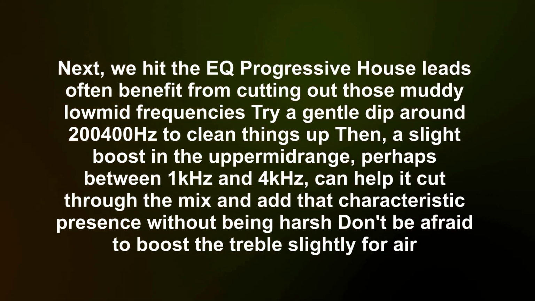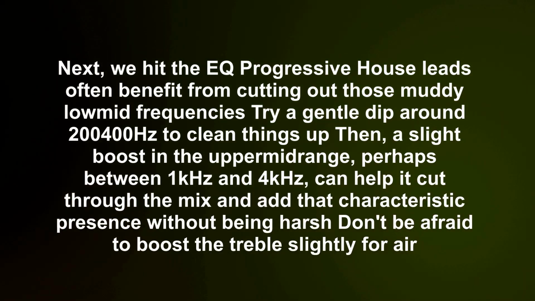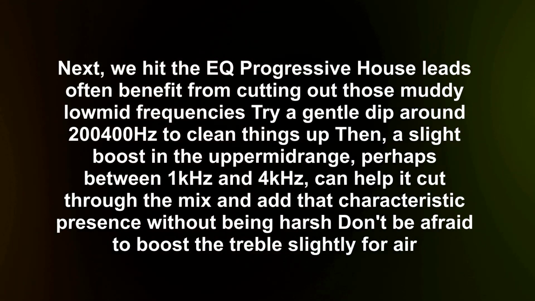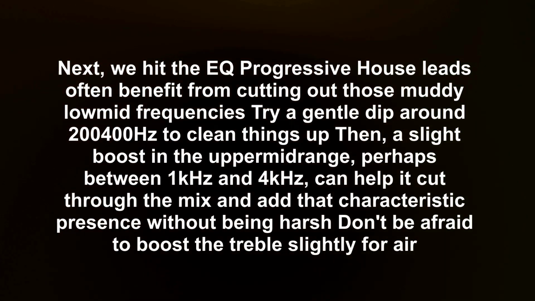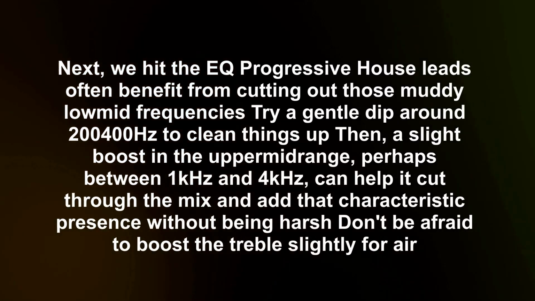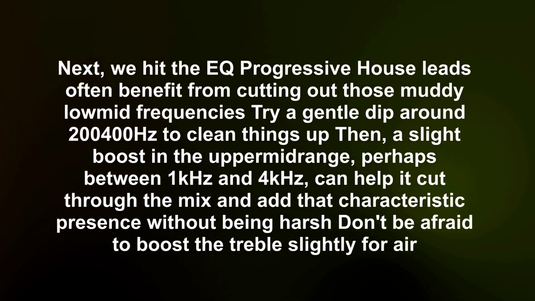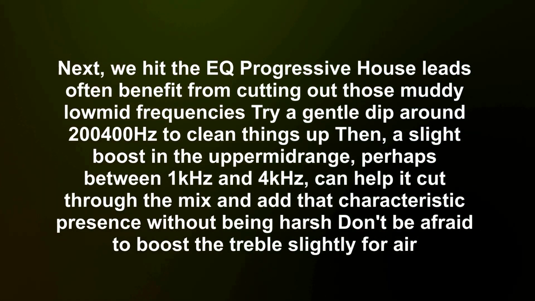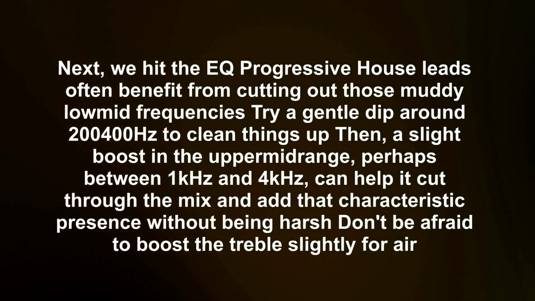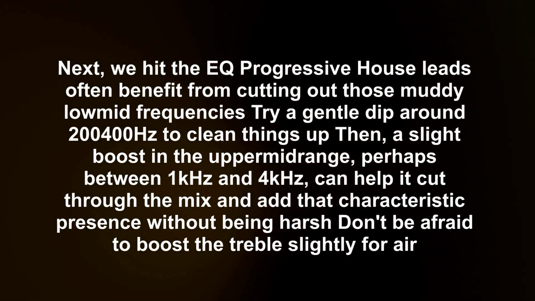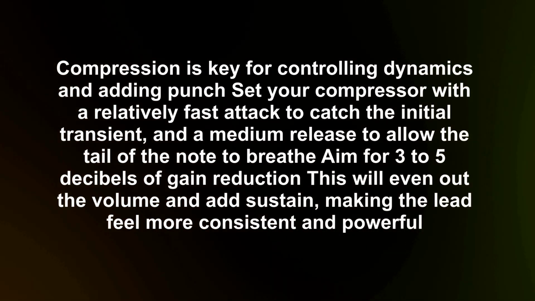Next, we hit the EQ. Progressive house leads often benefit from cutting out those muddy low mid frequencies. Try a gentle dip around 100 Hz to clean things up, then a slight boost in the upper midrange, perhaps between 1 kHz and 4 kHz, can help it cut through the mix and add that characteristic presence without being harsh. Don't be afraid to boost the treble slightly for air.